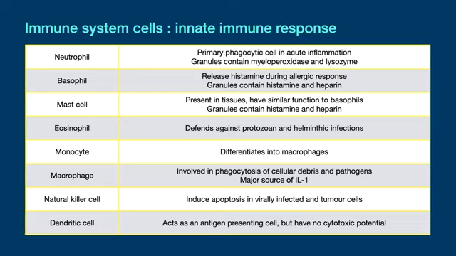Eosinophils defend against protozoan and helminthic infections. Monocytes differentiate into macrophages. Macrophages are involved in phagocytosis of cellular debris and pathogens. They are the major source of interleukin-1. Natural killer cells induce apoptosis in virally infected and tumor cells. Dendritic cells act as antigen-presenting cells but have no cytotoxic potential.